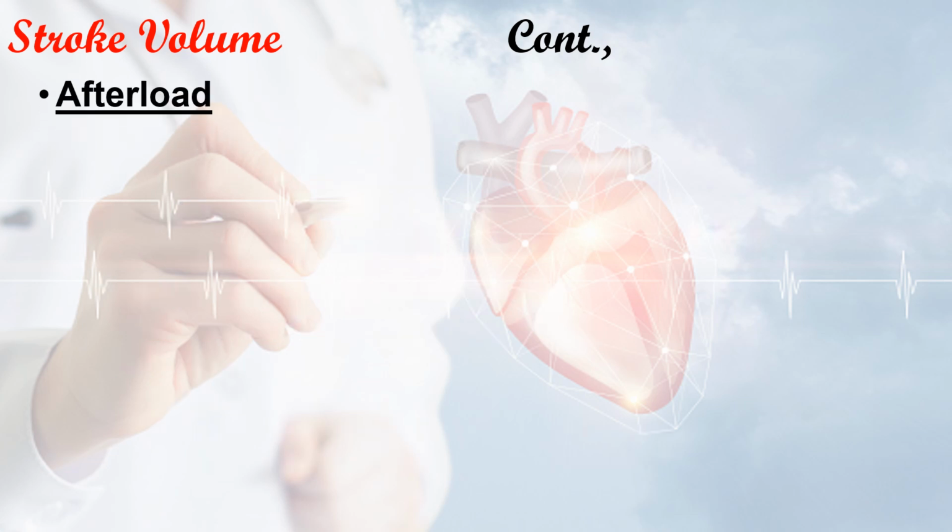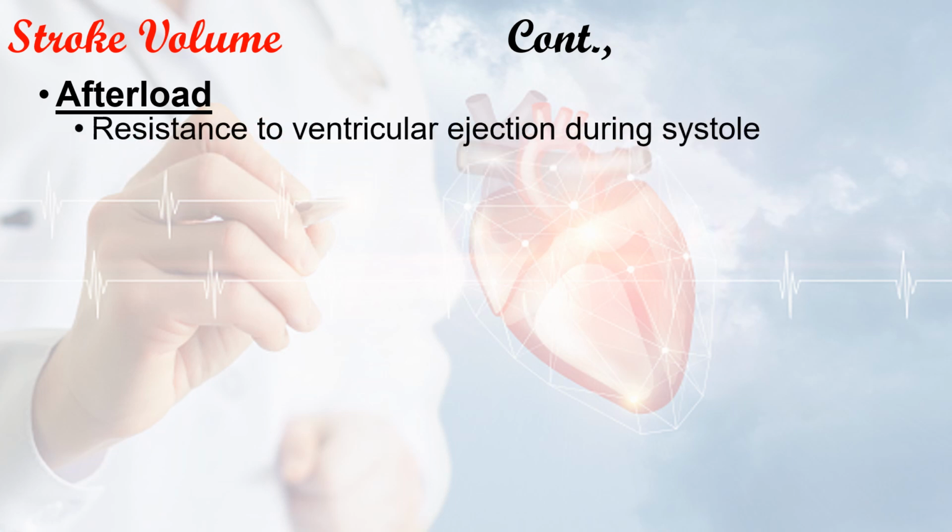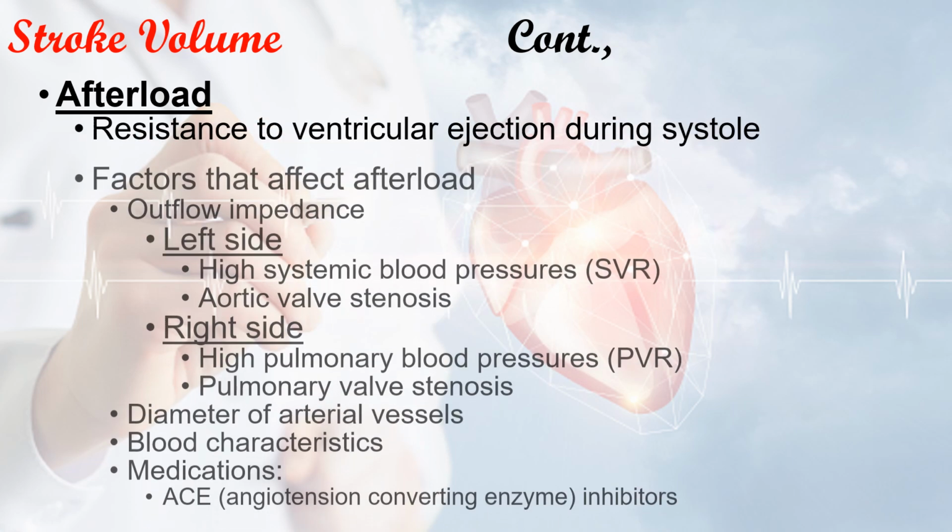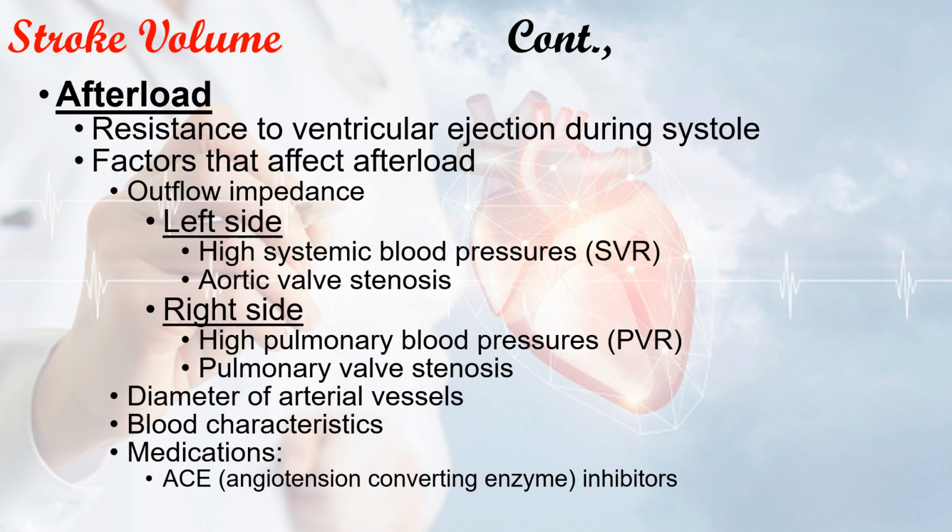Third aspect is afterload. Afterload is the resistance to ventricular ejection during systole. So what are the factors that affect afterload? First one, outflow impedance. On the left side, that means high systemic blood pressure or systemic vascular resistance, or aortic valve stenosis. In this situation, on the left side, the afterload is affected. Then on the right side of the heart, because of high pulmonary blood pressure, that is pulmonary vascular resistance, and pulmonary valve stenosis.